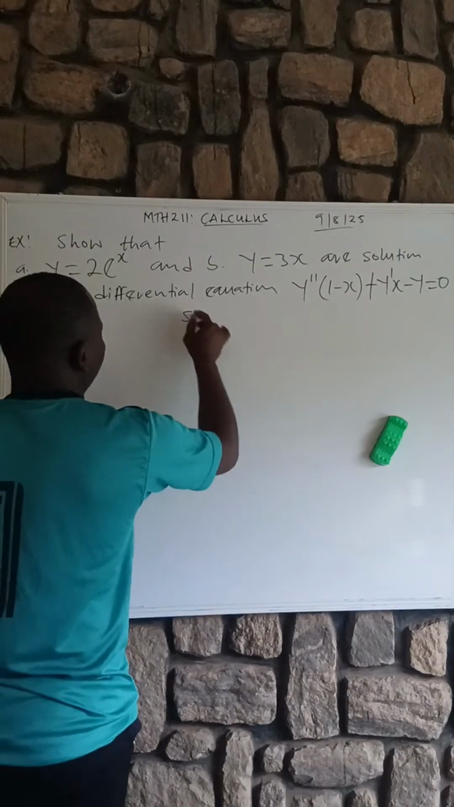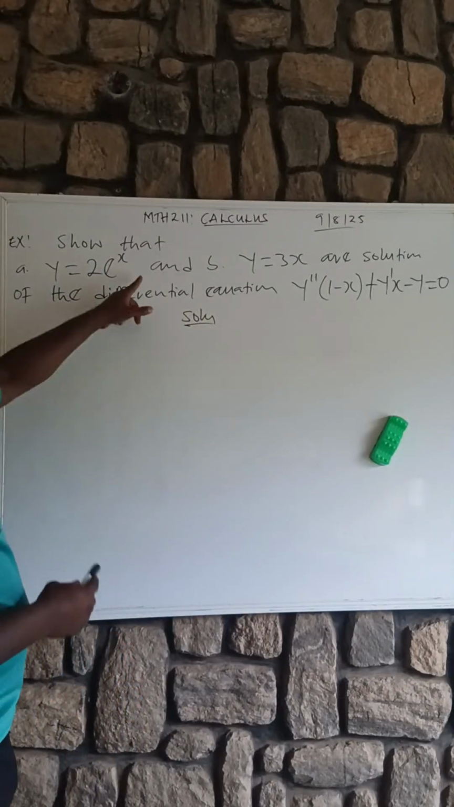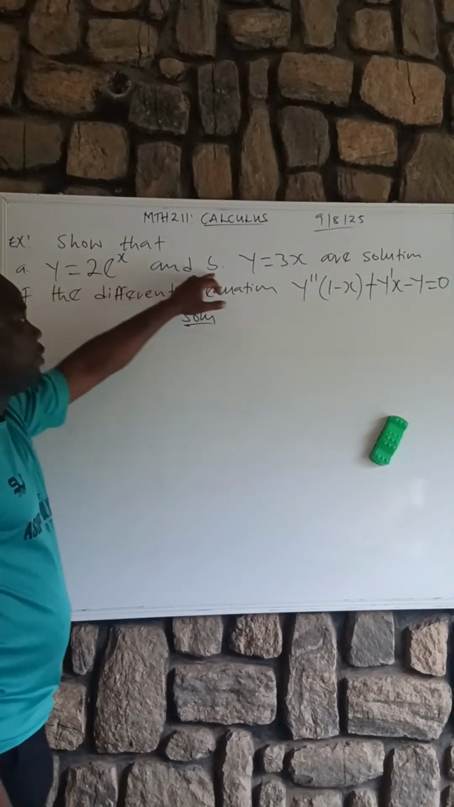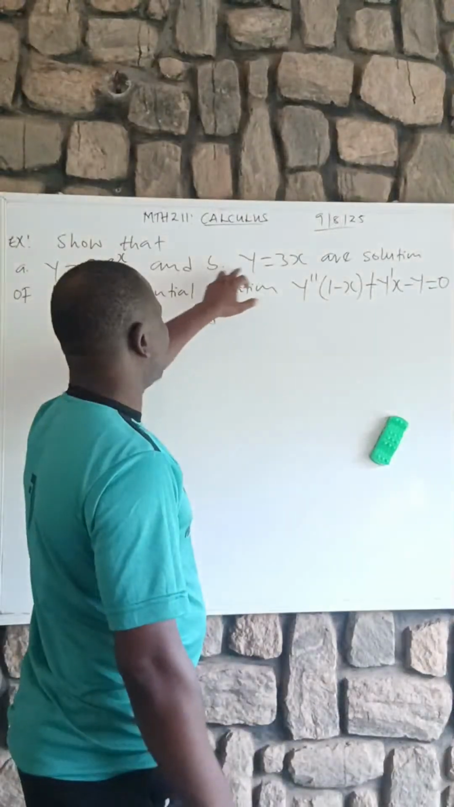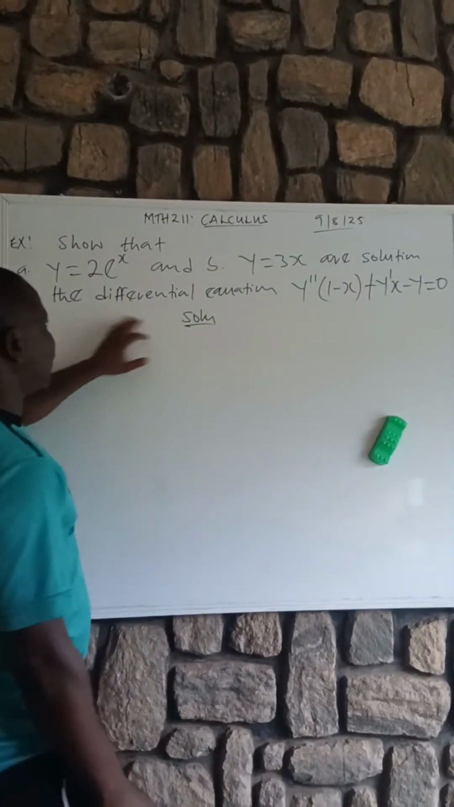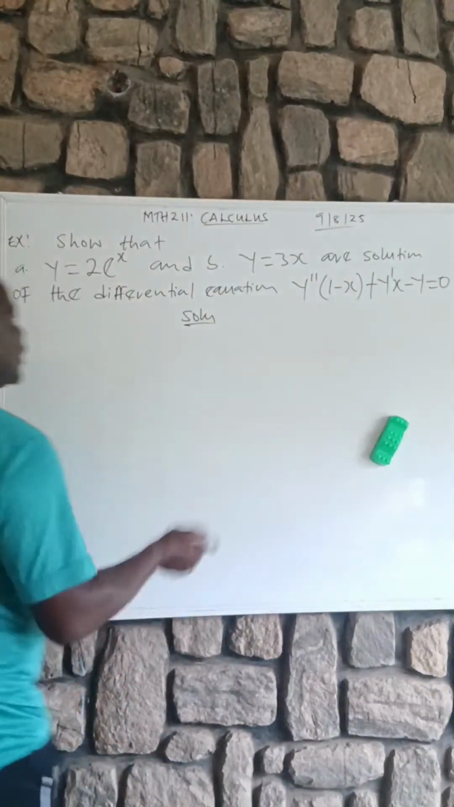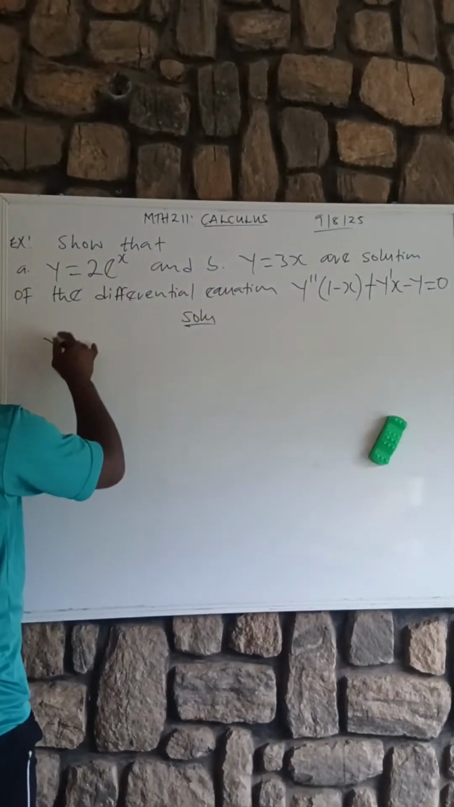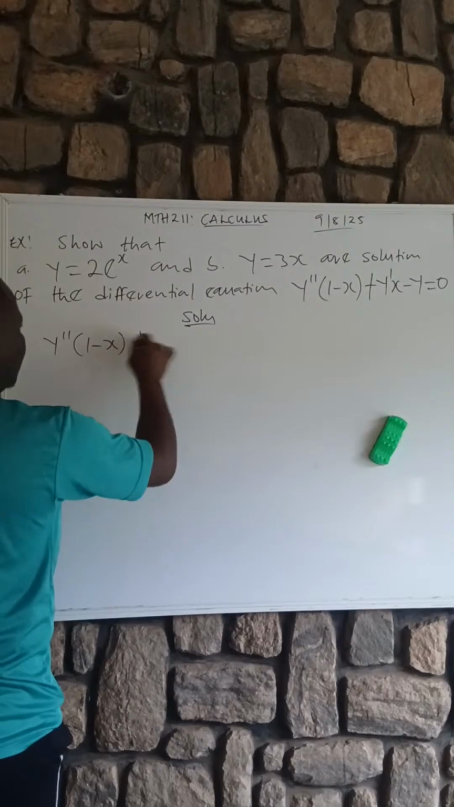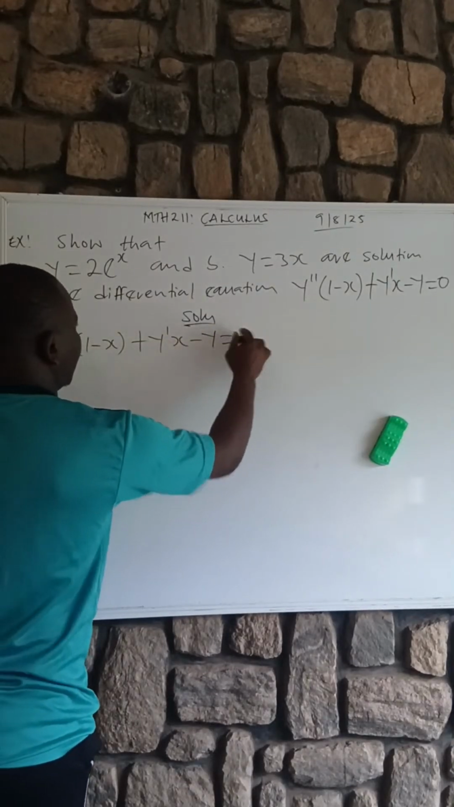At first, we write solution. They said we should show that y equals 2 exponential x and y equals 3x are solutions of the differential equation. This differential equation is y prime prime (1 minus x) plus y prime x minus y equals 0, right?